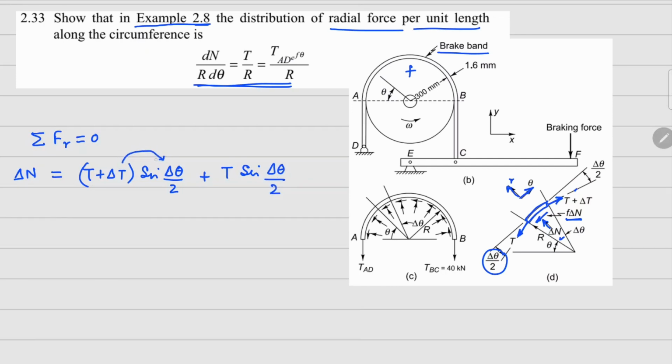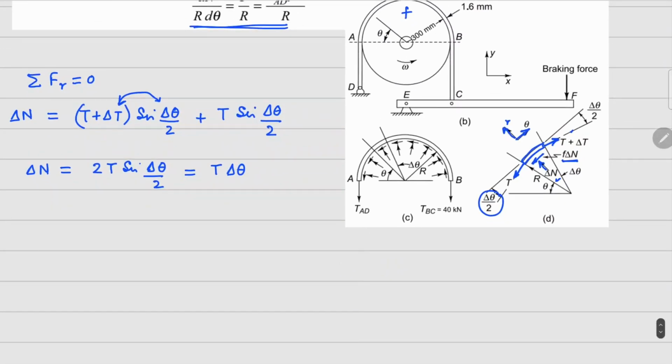If you notice here, this delta T times sine delta theta by 2 term is going to be much smaller compared to T times sine delta theta by 2. So if I combine these two and simplify, I get delta n equals 2 times T sine delta theta by 2, and if you approximate sine delta theta by 2 by delta theta by 2, from here we get T times delta theta. So this can be written as delta n over delta theta is equal to T. This is the first relation we got from summation of forces in the y direction.